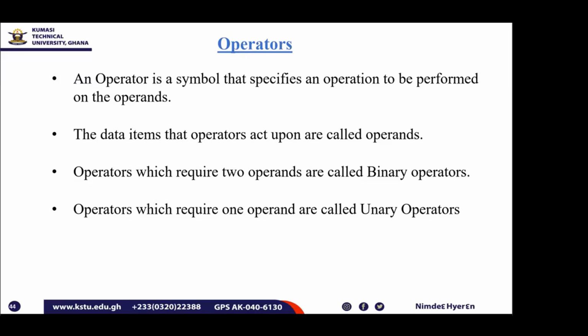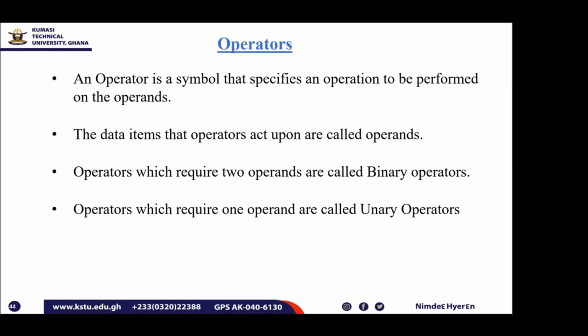All right. So today we are going to look at operators. And when we talk about operators in C, we are basically talking about symbols, or a symbol that specifies an operation to be performed on an operand. Now, when we talk about an operand, the operand is basically the data items that the operators operate on.